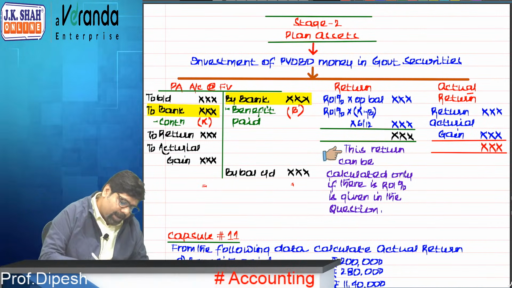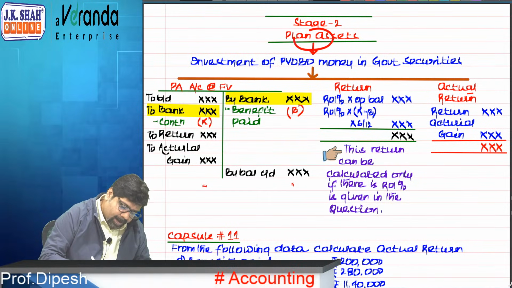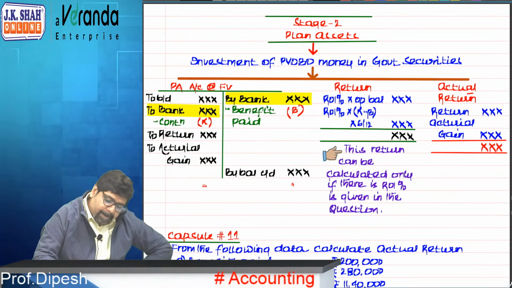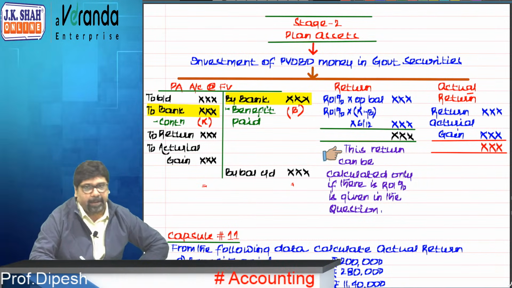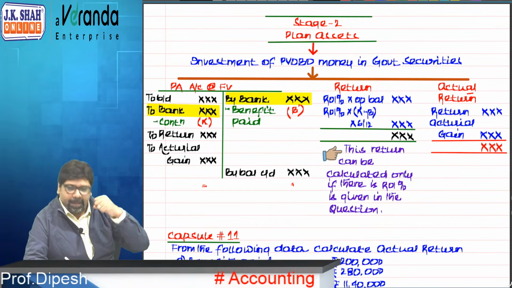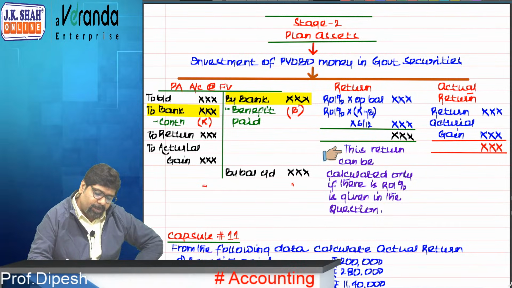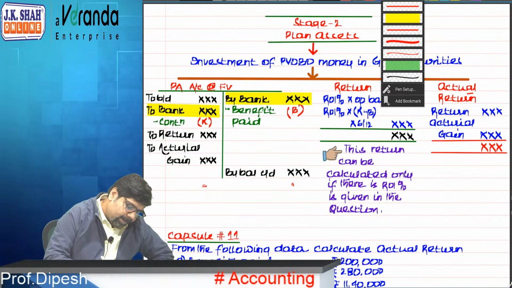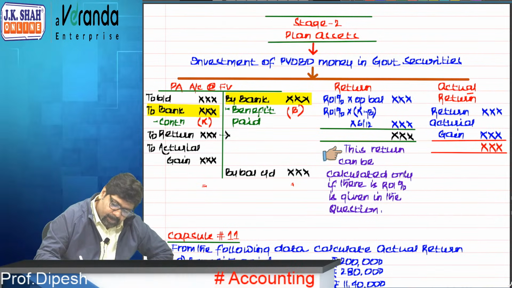Now we are going to learn accounting for plan assets. Investments of PVDBO money in government securities is known as plan assets. Plan assets account is prepared at fair value. To balance brought down, to bank, whatever you are contributing, that means whatever you are saving, to return, that is your interest, to actuarial return, that is your unrealized and realized gain. This is your interest, and this is your realized and unrealized gain.